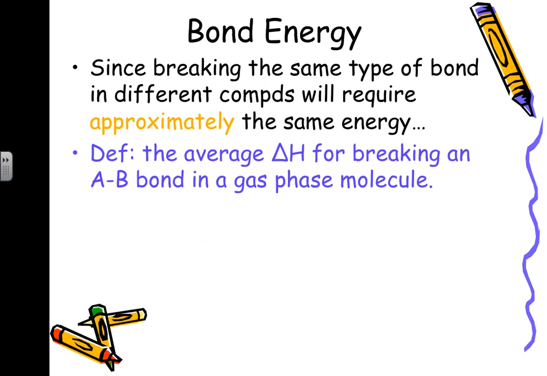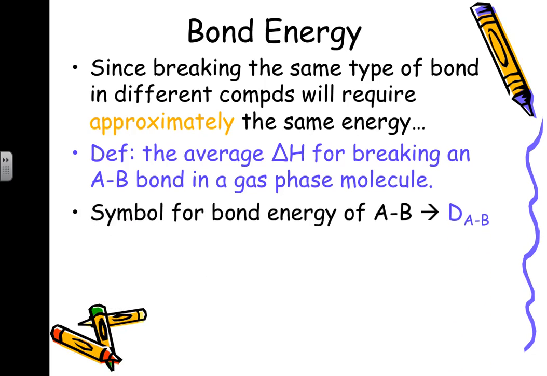Since breaking the same type of bond in different compounds will require approximately the same energy, we can then define bond energy as an average enthalpy for breaking an AB bond, where A is atom number 1 and B is atom number 2, in any gas phase molecule.